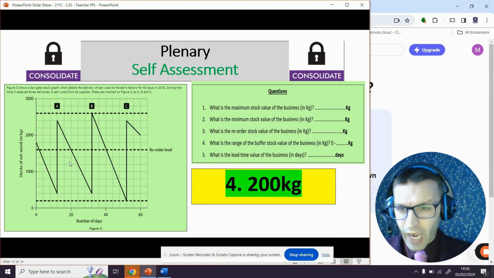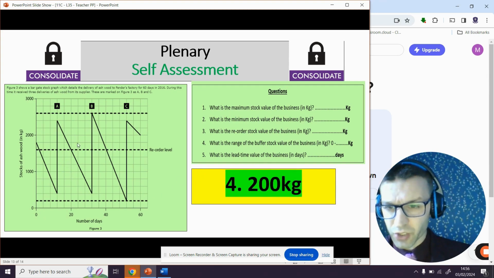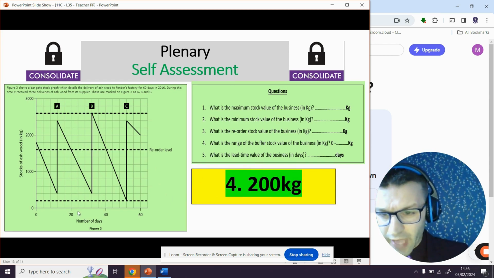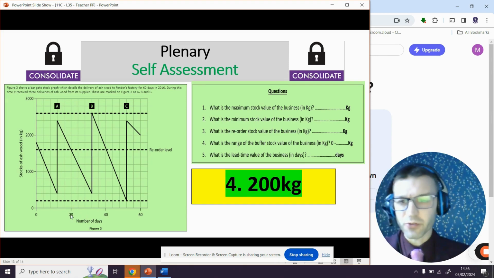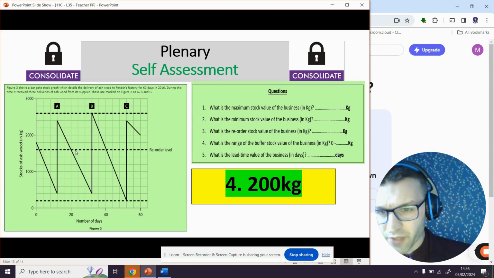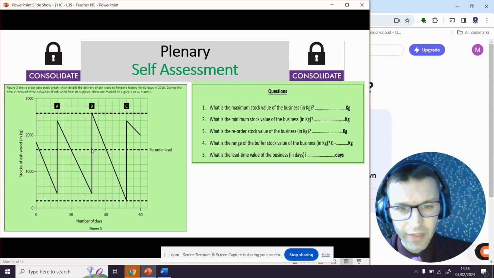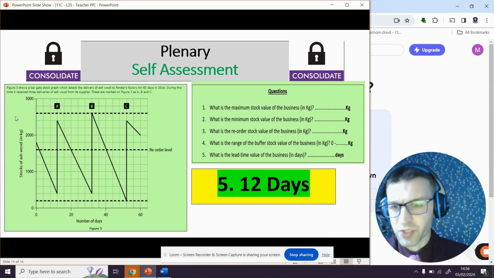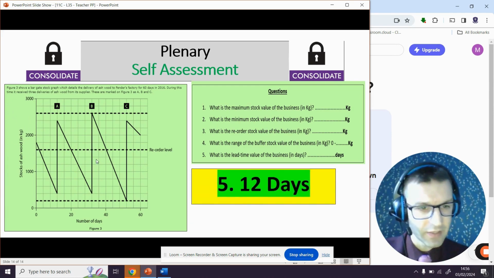And then the lead time is the time it takes from when the stock is ordered to when it gets into the business. These lines here on the x-axis are going up in the number of days of 4. So 24, 28, 32. So the difference between 20 and 32 is 12 days. If you count up the number of squares, 4, 8, 12. 12 days should be the lead time. That's the time between when the stock is ordered and when it is delivered into the business.